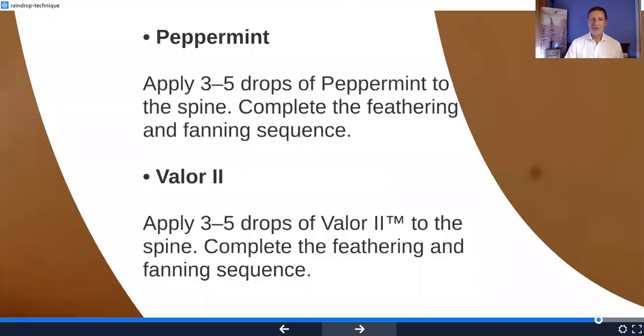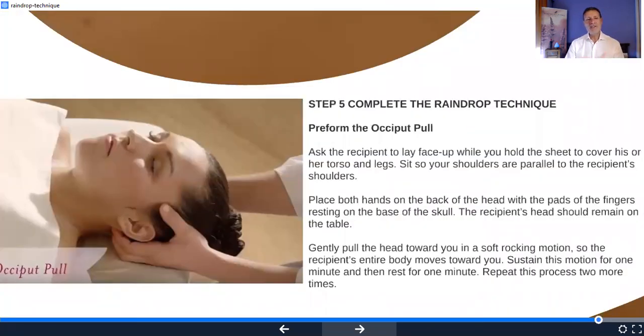It's very important. And we finish with the occiput pull. When the patient is in this position, at the end, we put some essential oil of Angelica, and we make the patient breathe 4 times, and then we put it under the neck and under the shoulders.